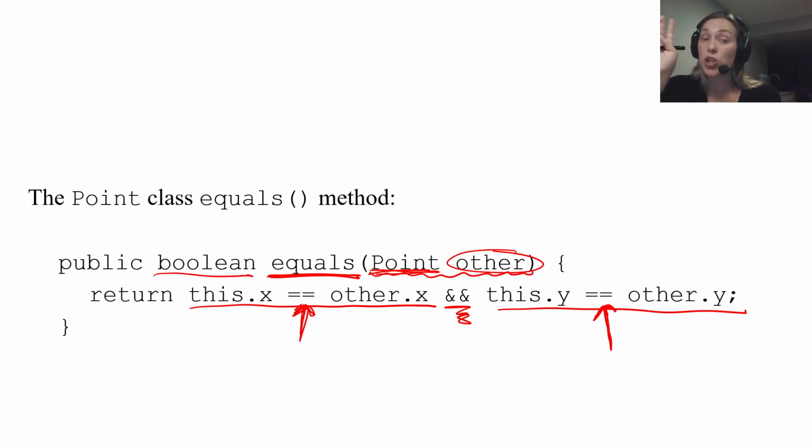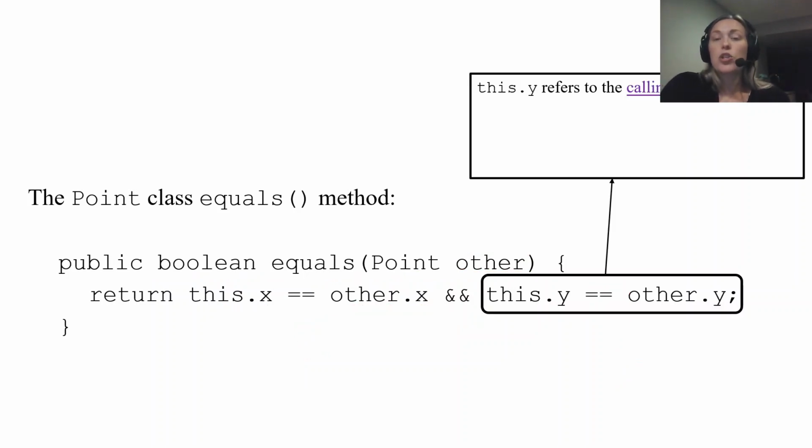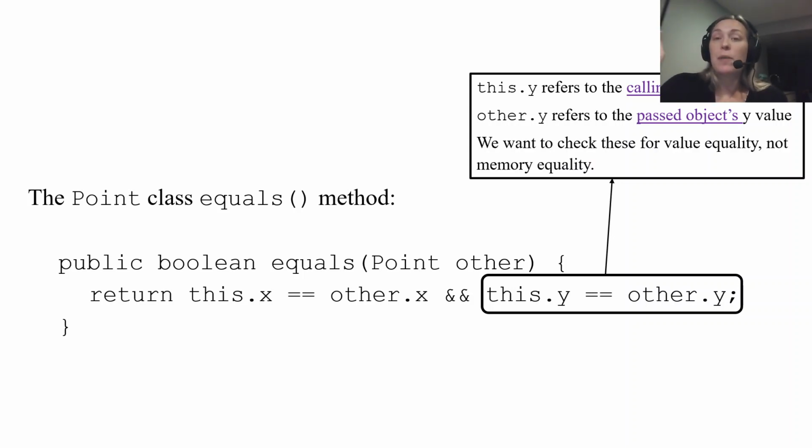X and y were both integers, so we compare them using equal equal. Okay? If this is true and this is true, well then the whole method returns true, saying that yes, those points are equal. So this.y refers to the calling object's y value. And then the other.y refers to the passed object's y value. And we want to check these for value equality, not memory equality, which is why we're using that equal equal. Okay? If those two y values are equal and those two x values are equal, then you have the same point and you're going to return true.